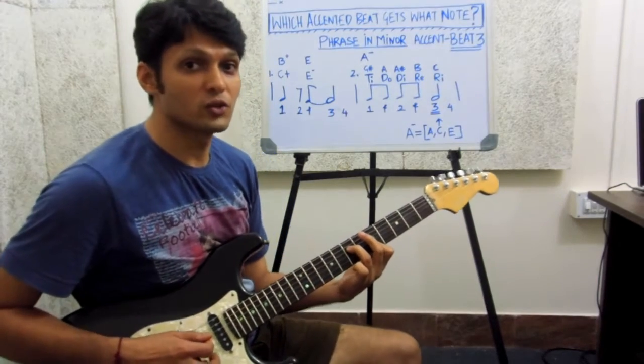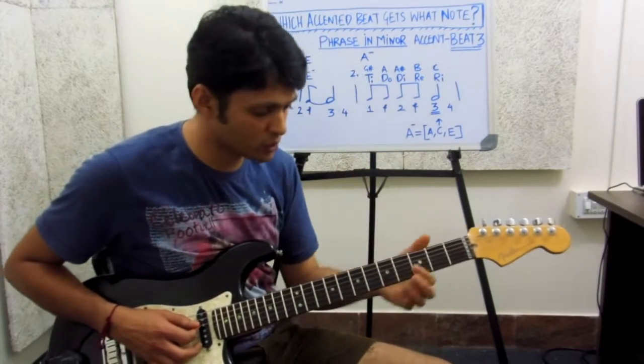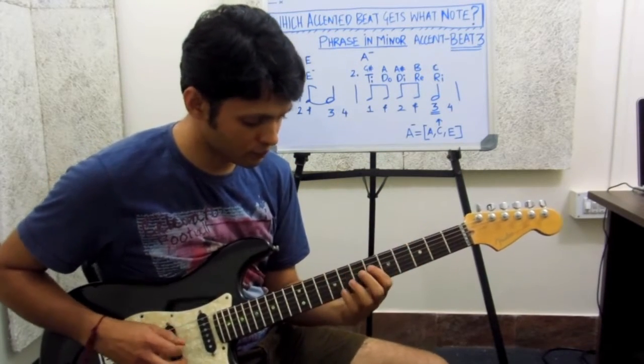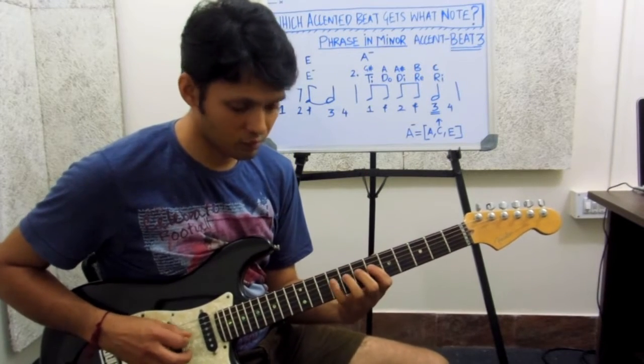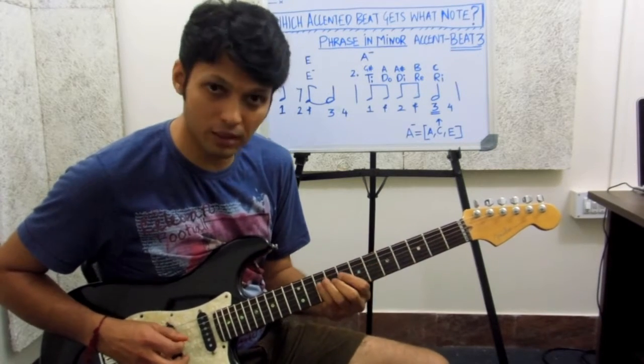Stop. As before, we'll replace A minor with this phrase. Let's see how it sounds. 1, 2, 3, 4. 1 and 3, 4. 1 and 2 and 3.